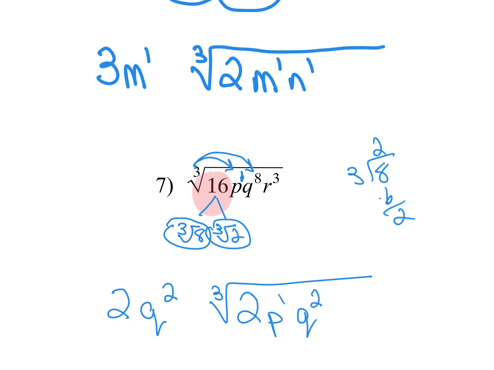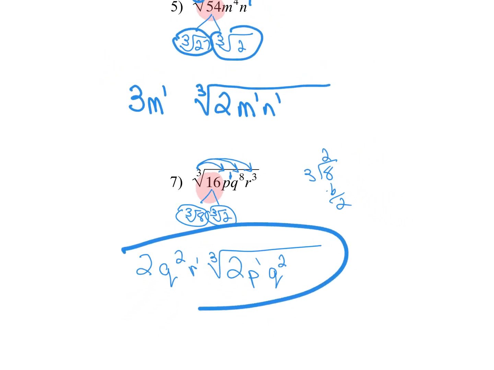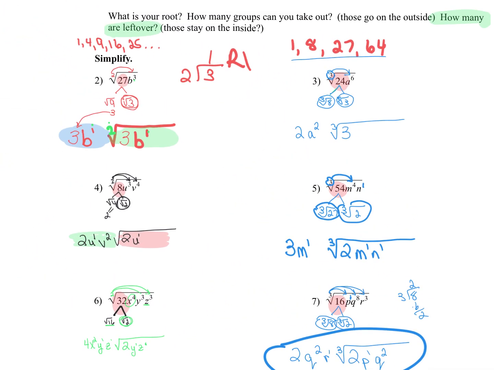And then we do one more time. How many groups can we take out of the r's? Well, 3 goes into 3 1 time, so we'd take out r to the first. Okay, and that's basically how you do those types of questions.